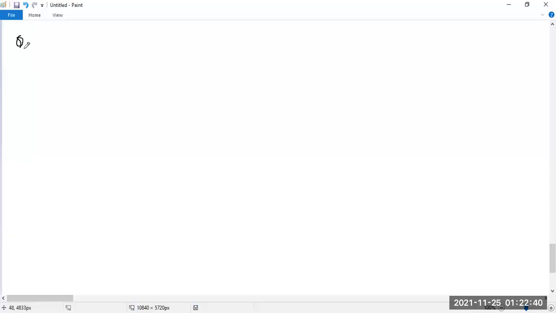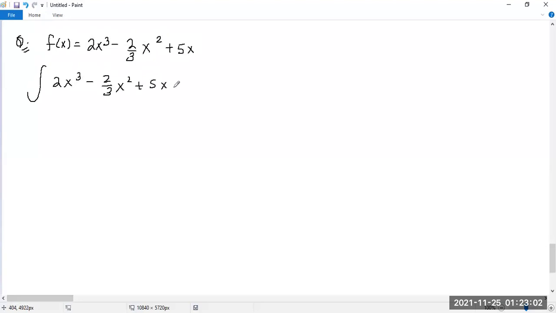So let's go ahead and do this problem here. They're saying that f of x is equal to 2x cubed minus 2 over 3 x squared plus 5x. So what is the antiderivative? If I wanted to find the antiderivative of this function, then I'm going to put it in this notation. And essentially, I'm going to ignore the constant. I'm going to say this is 2. I'm going to add 1 to the top. And then I'm going to divide by whatever I added.